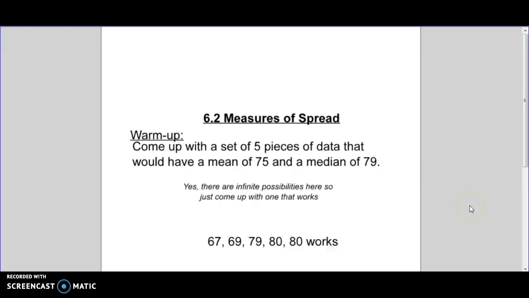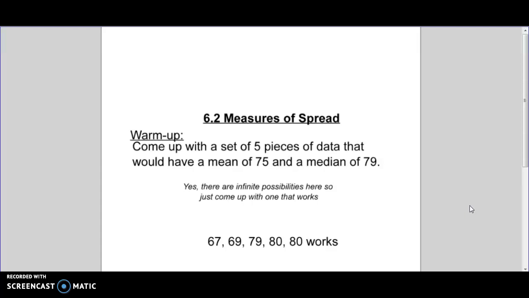Some of you may have thought this when you saw the question, but yes, there are a multiple number of possibilities to fulfill the criteria the question has set out for us. As long as you have a mean of 75, meaning all of your 5 pieces of data give you an average of 75. To get an average of 75 with 5 pieces of data, I would just do 75 times 5, which is 375.